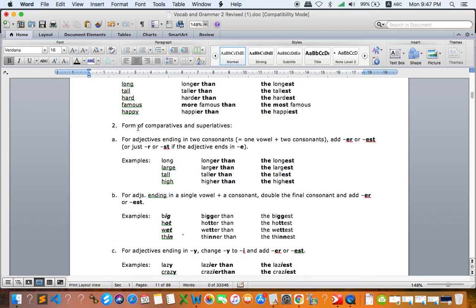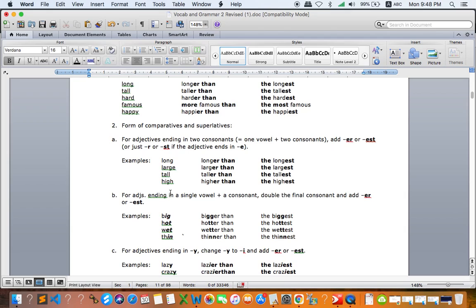So we have number two, forms of comparatives and superlatives. A is for adjectives ending in one vowel plus two consonants. We just add er, est for the comparative and the superlative, or just r or st if the adjective ends in e. As you can see right here, long doesn't have e, so we add er. Large has e, so we just add r. Tall and high don't have e, so we add er. So we have taller and the tallest, higher than and the highest.